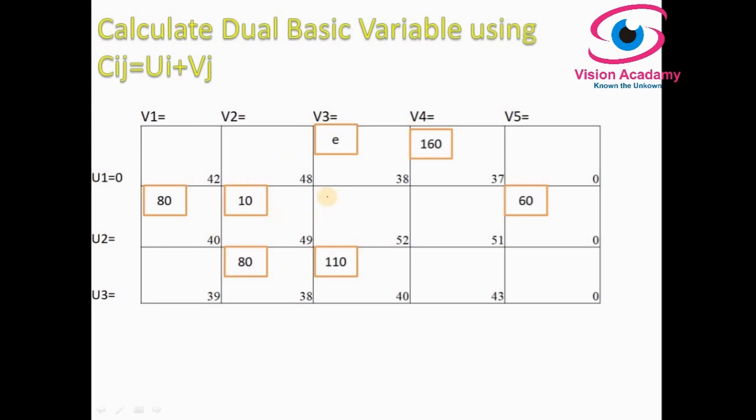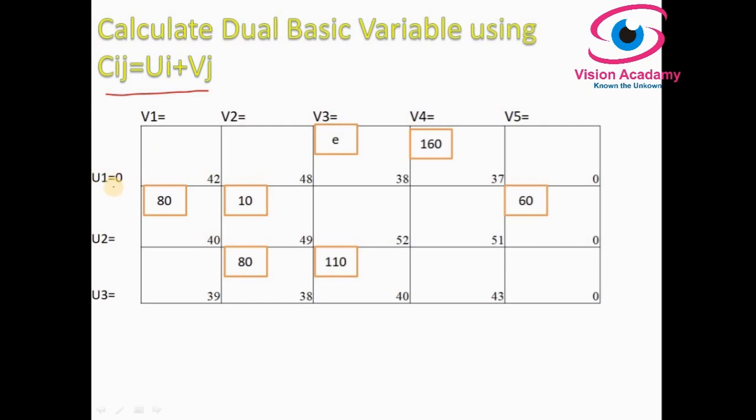So there was an allocation here, and it is allocated to this place. So there is no allocation here. Again, it is a degeneracy because there are 7 allocations and m plus n minus 1 equals 7. So for this, again we need to calculate a penalty. Before the penalty, we need to calculate the v1, v2, v3 and v4 values, and the u1, u2, u3 values.